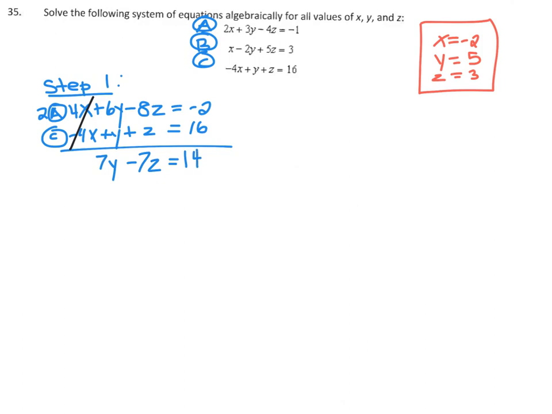So now we created a new equation here. So when we create an equation, we want to label it. So I'm going to label this one D. Just go alphabetically, right, in order. Okay, so now step 2.